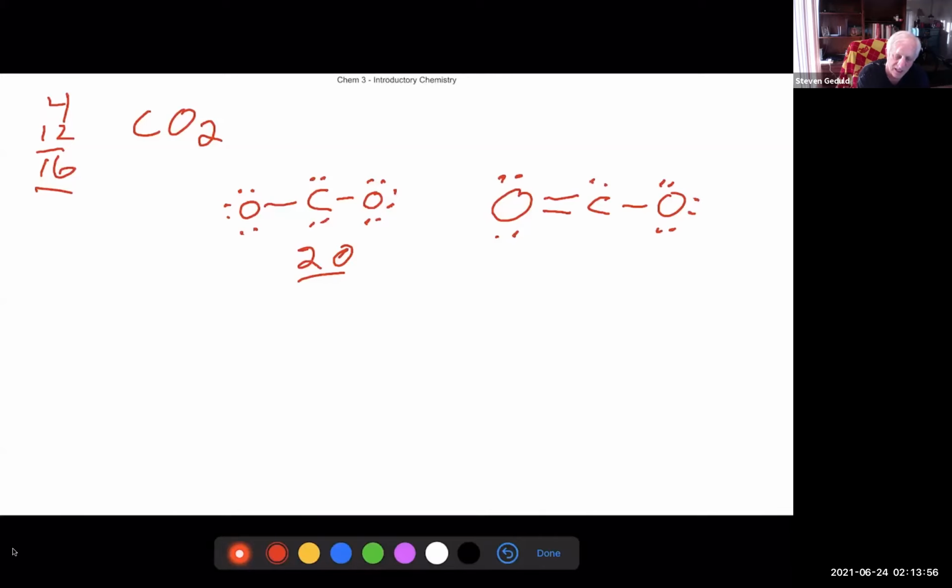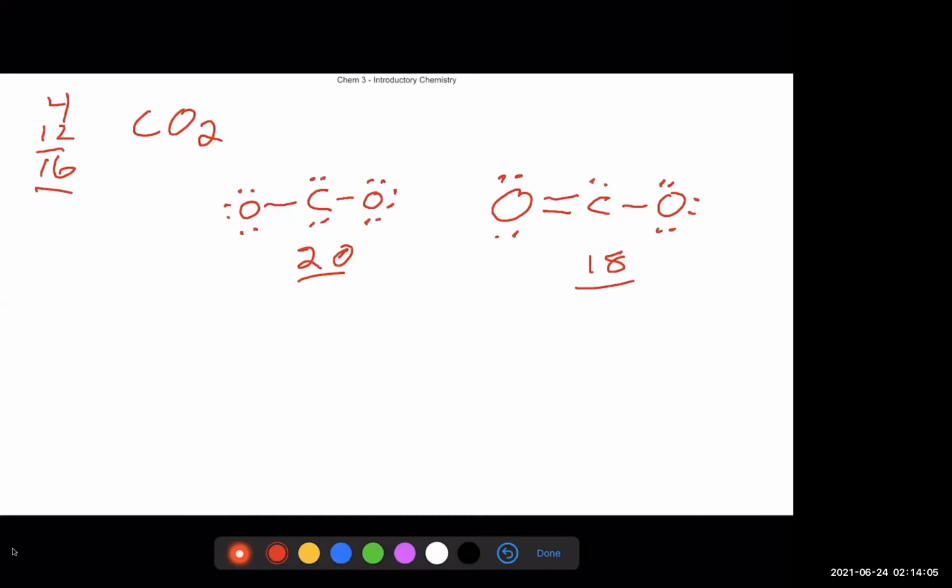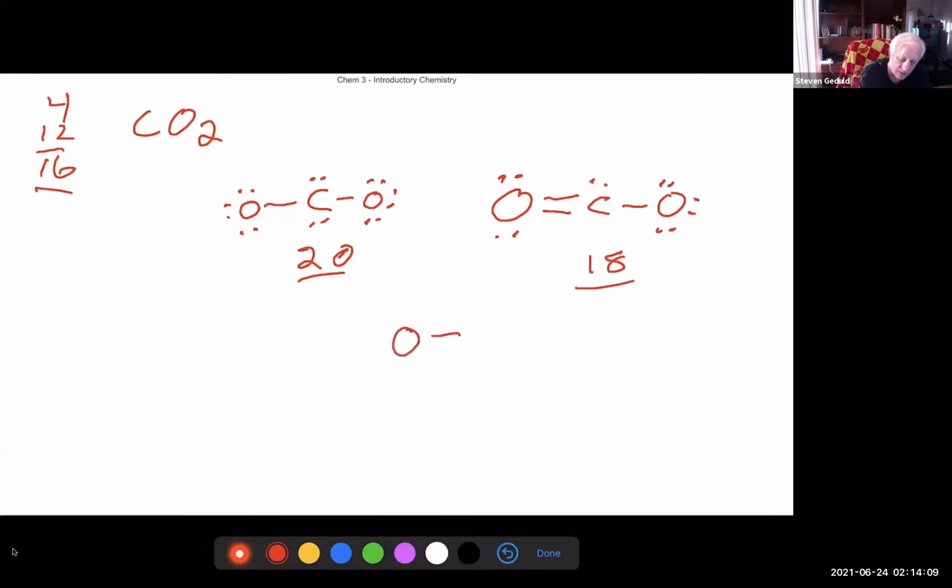2, 4, 6, 8, 10, 12, 14, 16, 18. Does that equal 16? No. Make another double bond. Oxygen, double bond carbon, double bond oxygen. 2, 4, 6, 8 around carbon, 2, 4, 6, 8 around oxygen.